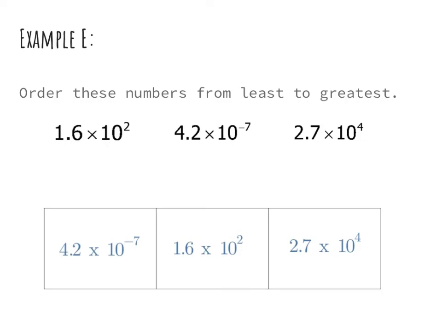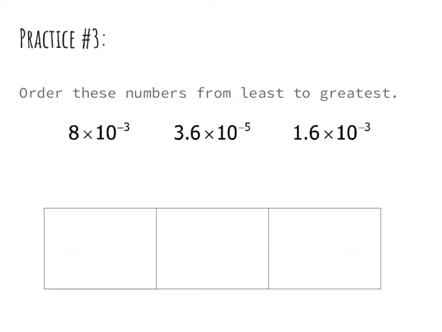And let's go ahead and take a look at one more practice problem. So practice number 3 says order these numbers from least to greatest. So I want you to go ahead and try this one on your own. You're going to pause the video now, put them in order from least to greatest, and then press play again to see if you are right.